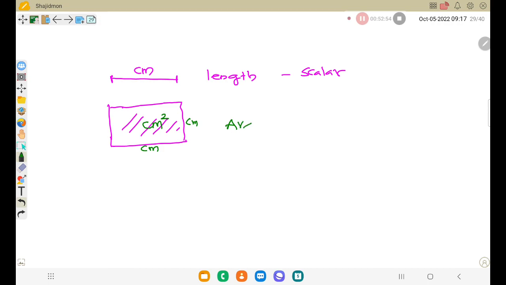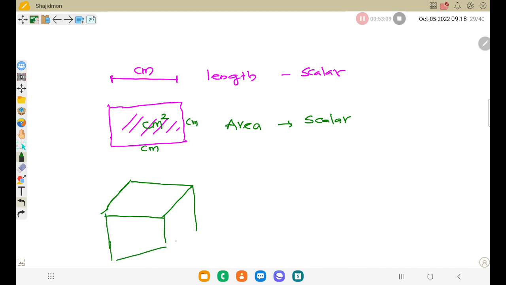So this is area. Area is always a scalar quantity, measured in centimeter square. Now, for example, if you are taking a cube like this, and in the cube each side is a centimeter, what will be the volume? Volume means centimeter cube. Volume is also a scalar quantity.